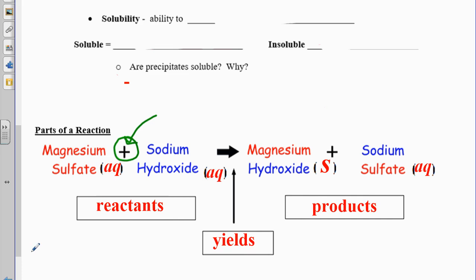And then what they're called when you are finished are called your products. Magnesium hydroxide and sodium sulfate. They did a little switcheroo. You'll have to be able to know that some other time. But what happened was the magnesium went with the hydroxide and the sodium went with the sulfate. Okay, so they did a little switcheroo.